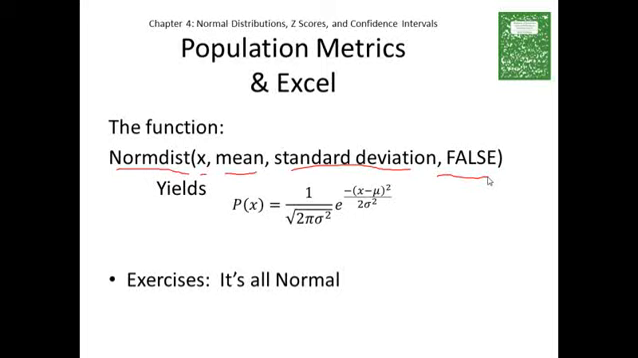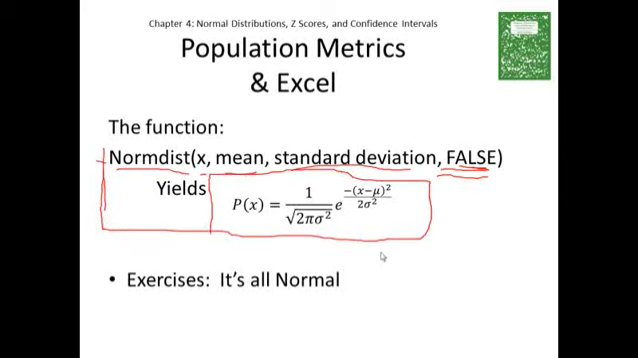We'll explain why we have this one extra parameter, false, next chapter, but for now just accept that you have to type in the word false. Briefly, I'll put it this way. Excel uses normDist for two different purposes. For the purpose of finding the normDist at a point, we need this last parameter to say false. This Excel function, normDist, will yield the result of this equation right here. After we complete this little explanation, you'll be prepared to do the exercise, it's all normal.